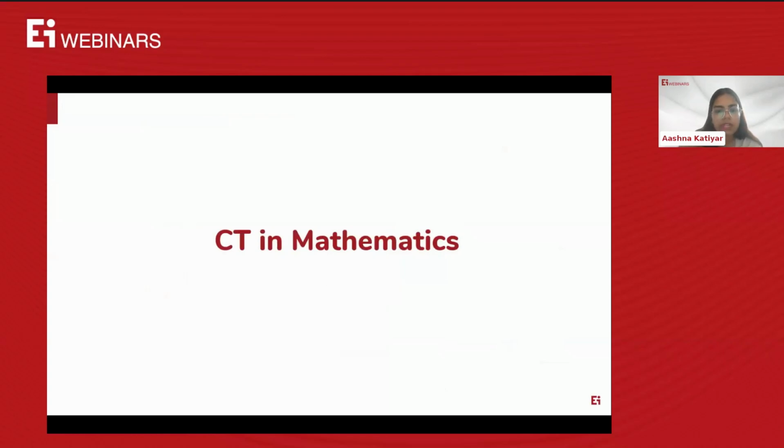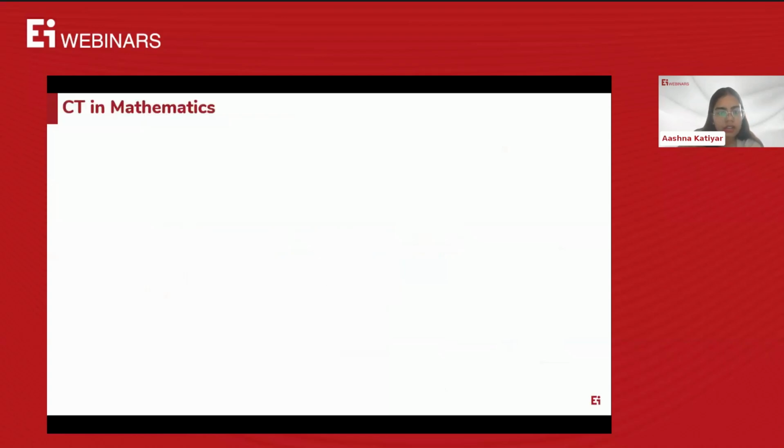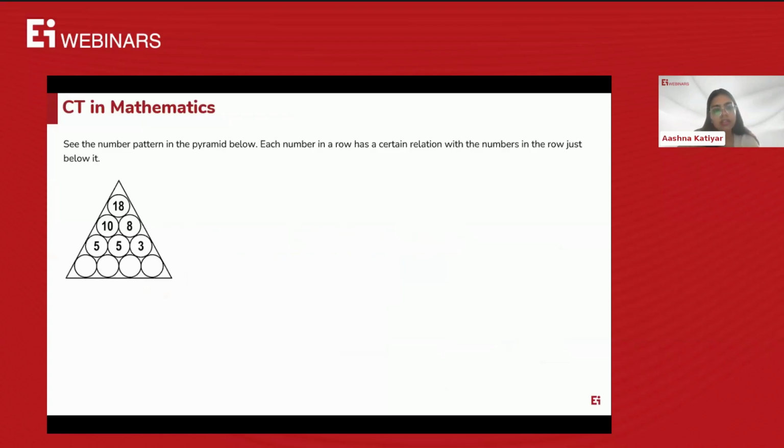So moving to CT in mathematics. The question here is, see the number pattern in the pyramid below. Each number in a row has a certain relation with a number in the row just below it. So we have this image here, and the students have to understand the pattern that is there in this pyramid to fill the remaining circles in this pyramid.